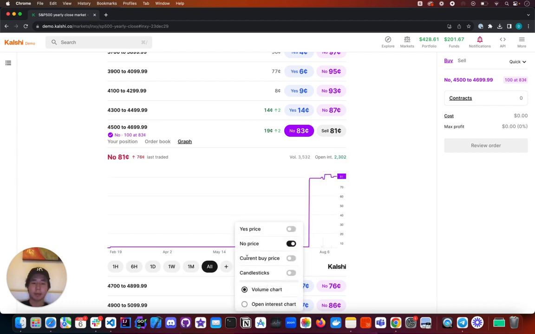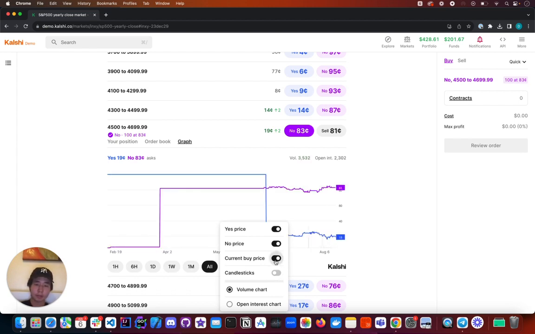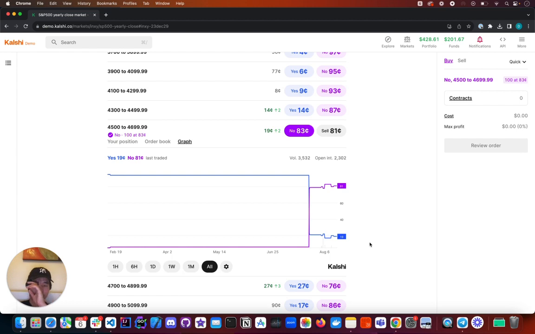And what's very neat about this graph actually is you can toggle it to show both yes and no. You can toggle it to show candlesticks, and you can also toggle it to show current buy price. So the biggest thing I'd like to spotlight within this chart is that by default, it shows last traded price. What does that mean? Last traded price means what the price of the yes and the no contract were in the last trade that was executed within the strike.